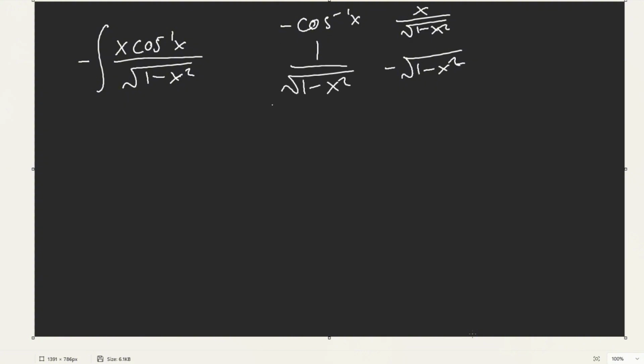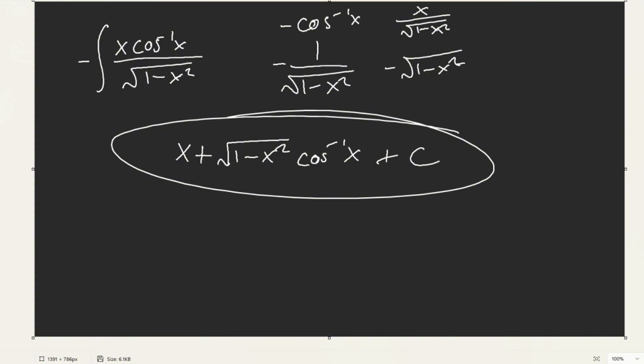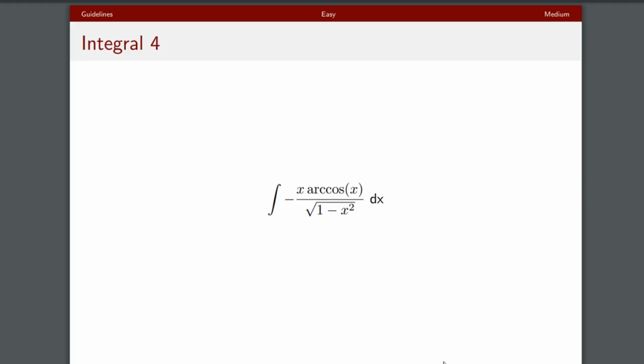The negative cancels out. Oh, wait. No, it doesn't. Because the derivative of inverse cosine is a negative version. And so it's going to be, and then with the negative, it cancels out, but then I have the negative from integration by parts. So what we have is x plus 1 minus x squared inverse cosine of x plus c. So this is what we should have. And if we check, that's exactly what we got.